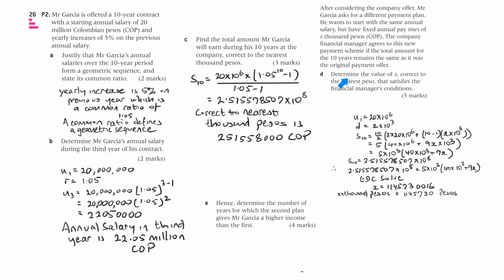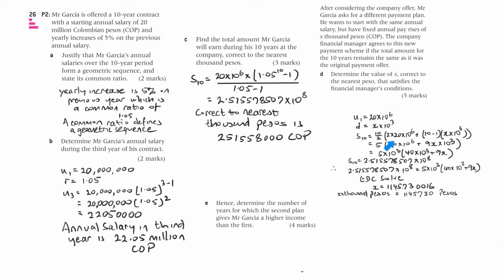Okay, so if we have a look at this one, we can see that it's now an arithmetic progression, because it says fixed annual pay rises of X thousand pesos. So every year there's going to be a fixed annual pay rise, so it's become arithmetic. U1 is 20 million, because we were told that. The difference is now X times 10 to the 3rd because it's X thousand pesos. That's the difference in this arithmetic sequence.